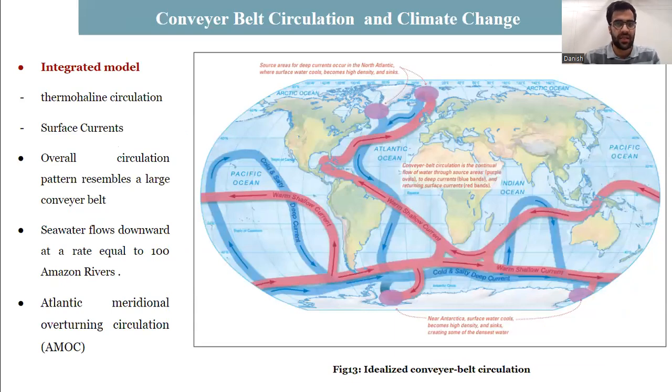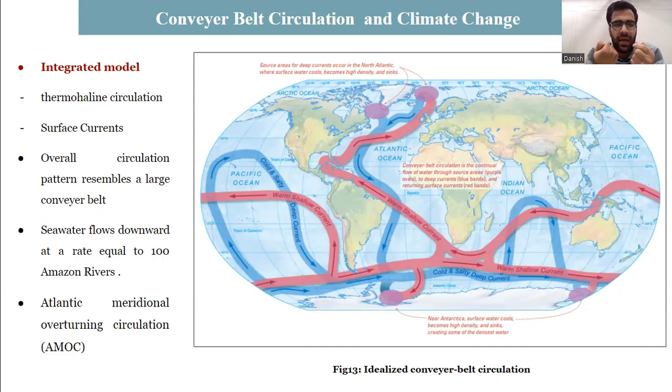So then there is the conveyor belt of circulation and climate change. The conveyor belt is basically the model that combines both the thermohaline circulation and the surface currents. So this overall circulation resembles a large conveyor belt, and that's why this model is called the conveyor belt circulation. The upper, the surface current, transports heat from the equator towards the higher latitudes in both the hemispheres. And this heat moderates the climate of northern Europe and other places as well.